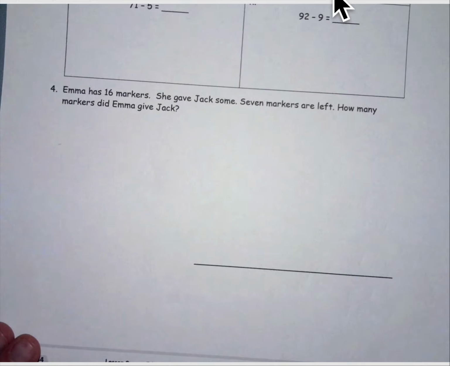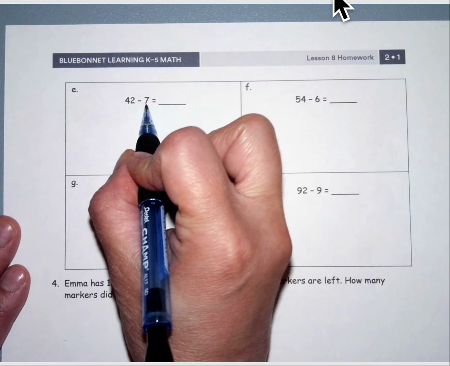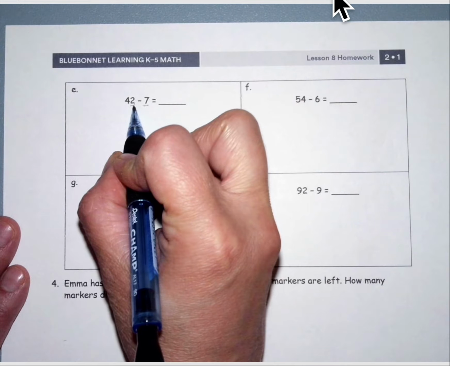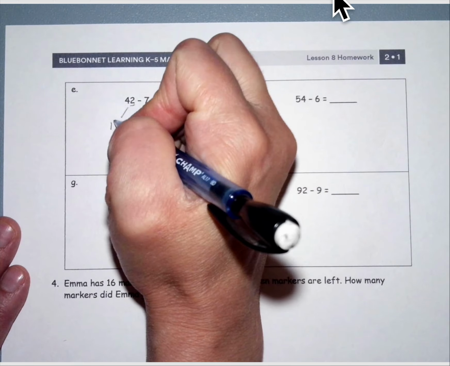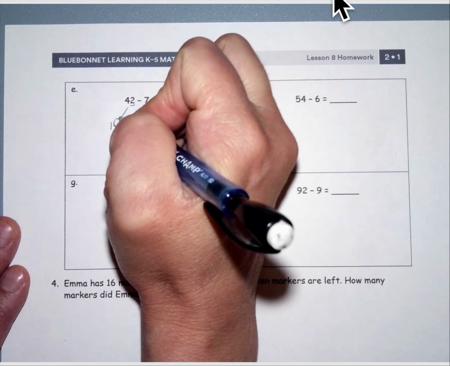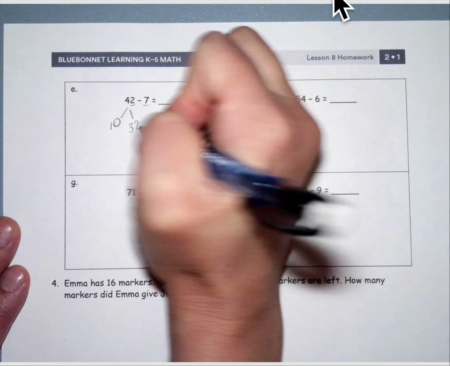Okay, let's go to the next page. Okay, so we're going to do 42 minus 7. Can I take 7 away from 2 ones? It's not possible, so we need help from our tens. So we're going to borrow, or we're going to ask 42 for help. We're going to take 10, and then we're going to be left with 32.